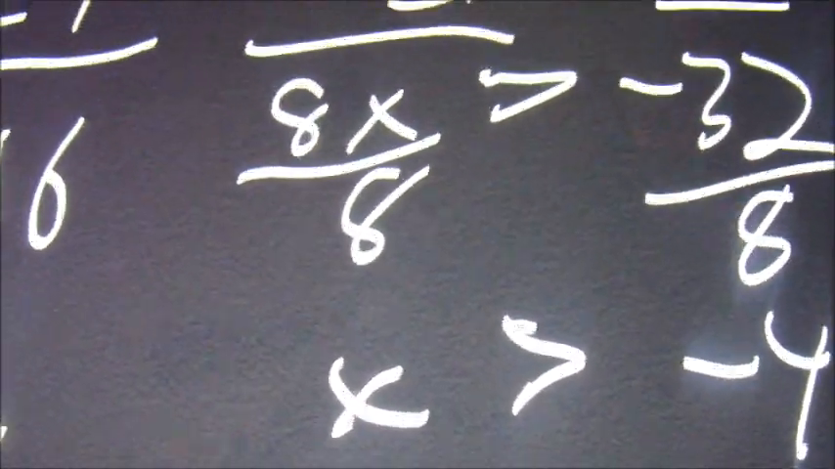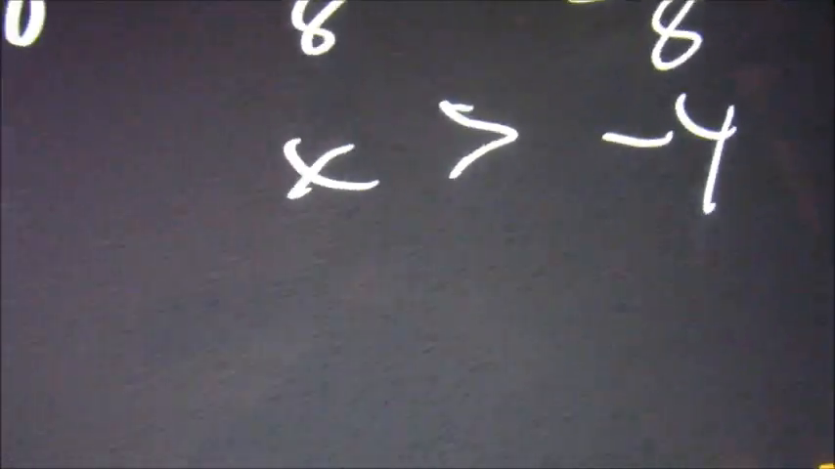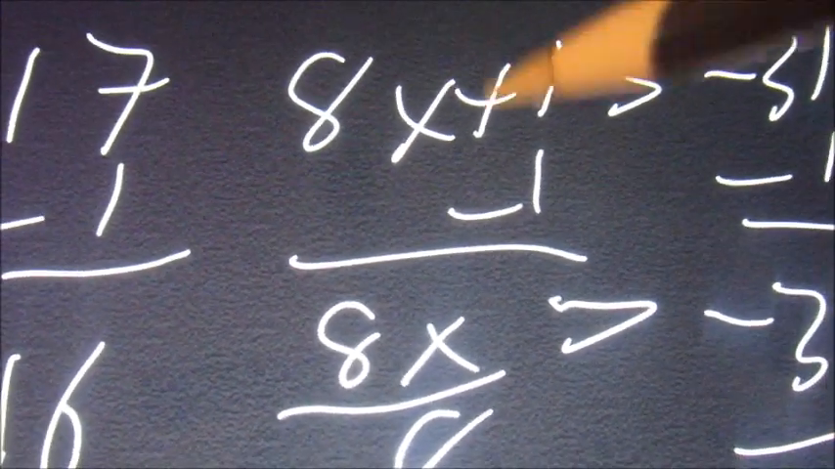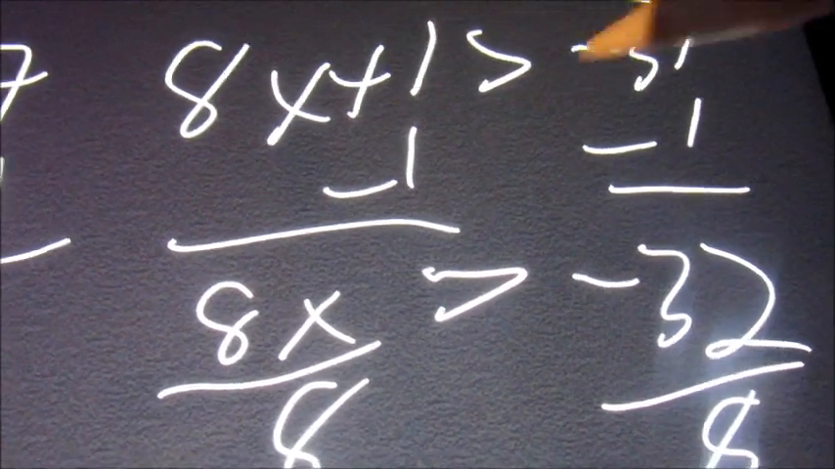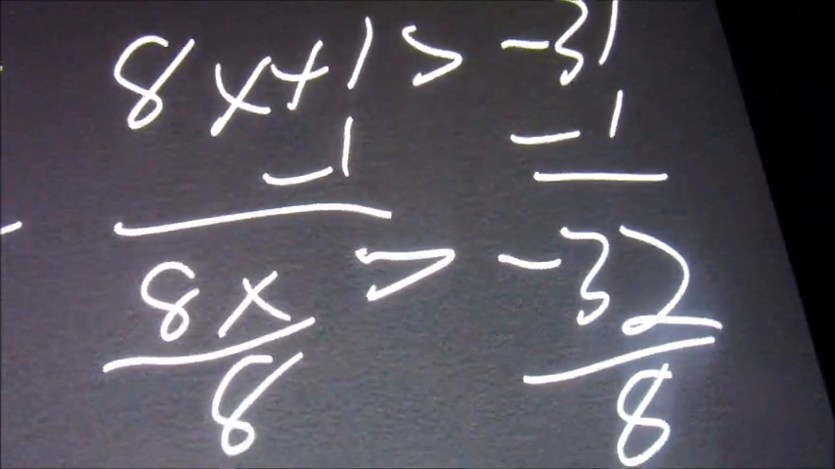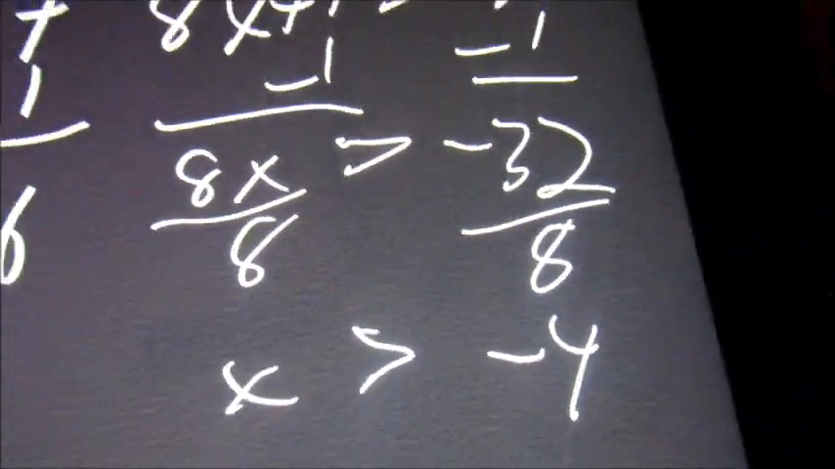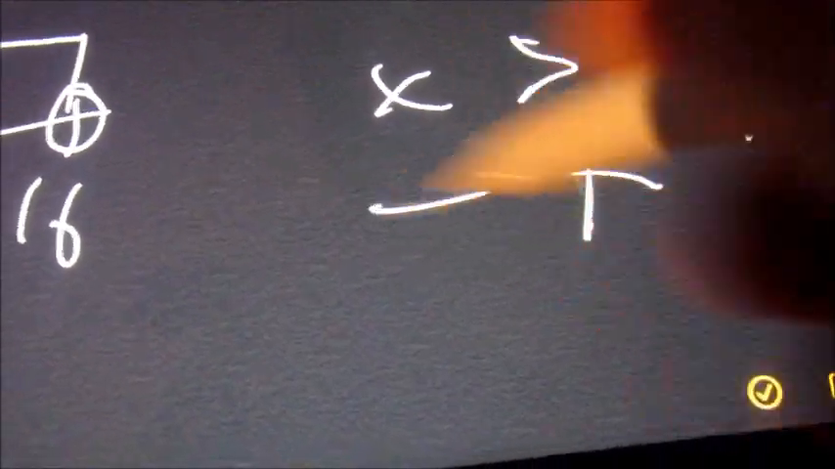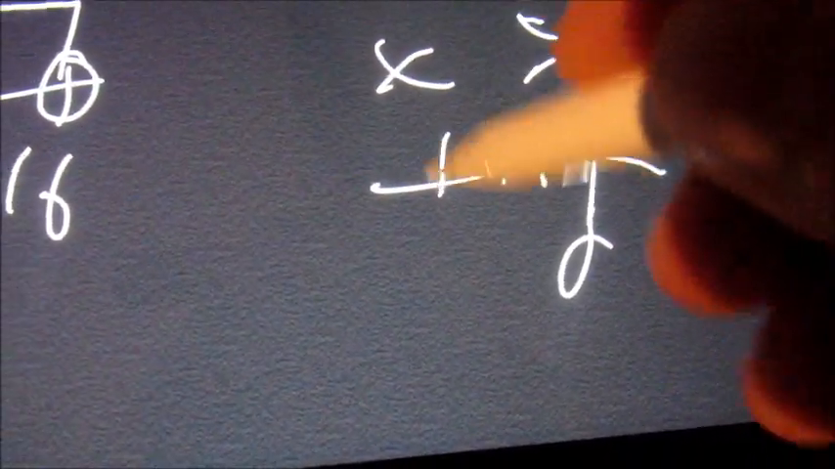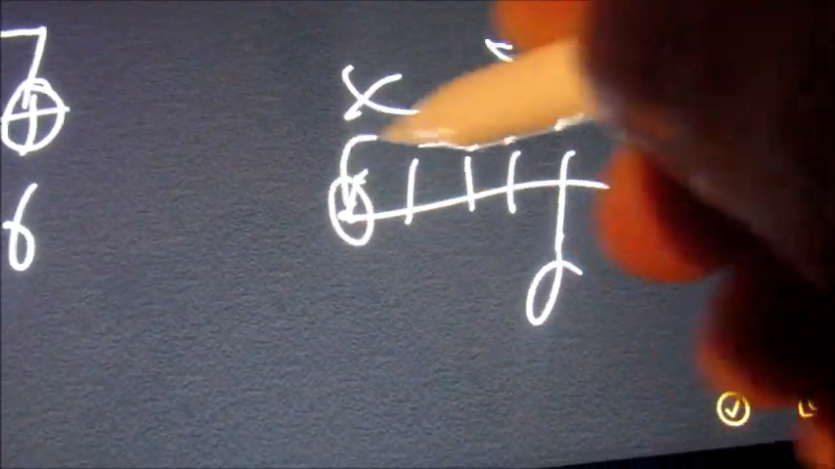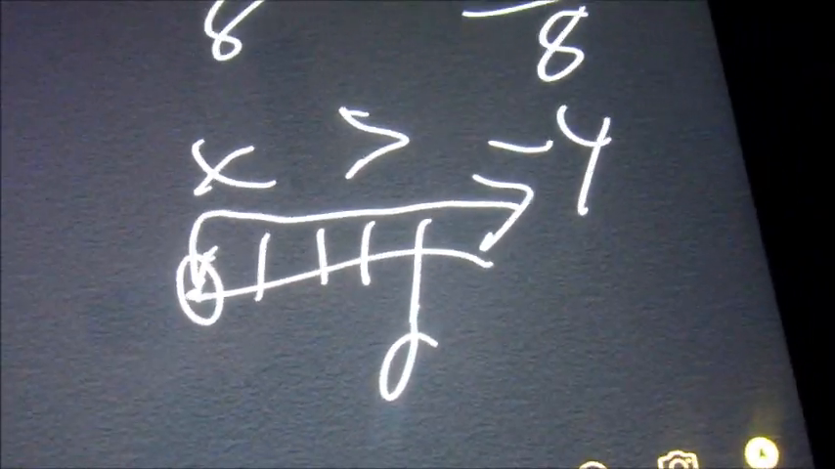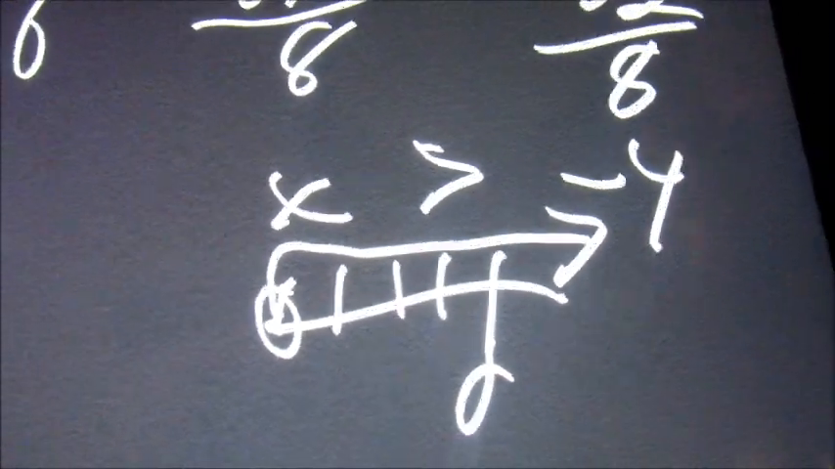So let's put this into here. Put a 0 because 0 is bigger than negative 4. So we're going to see if we're right. 8 times 0 is 0 plus 1 is just 1. And 1 is bigger than negative 31. So we know we got the sign right. So we have 0, 1, 2, 3, 4, negative 4. Again, it's a hollow dot. And it's everything that is bigger than that.